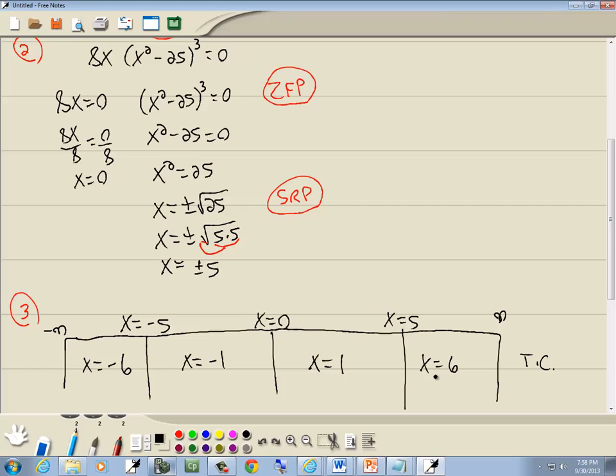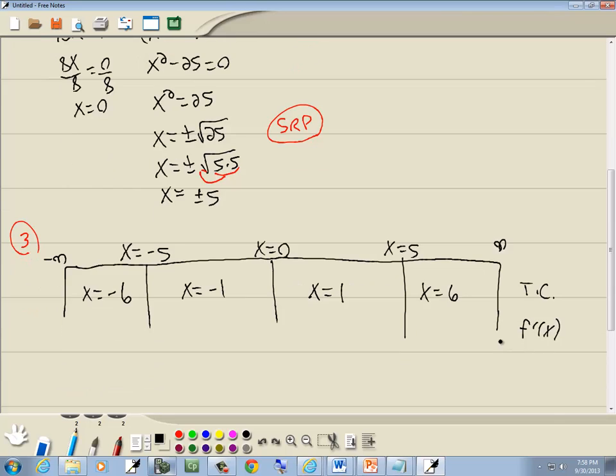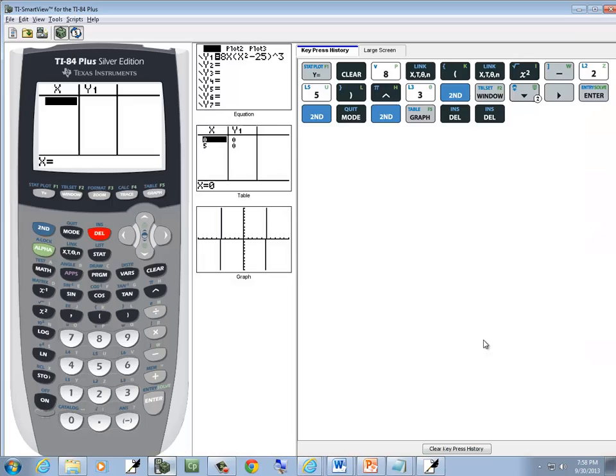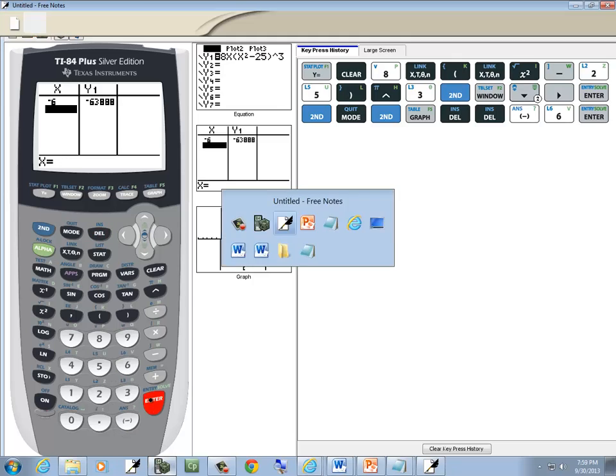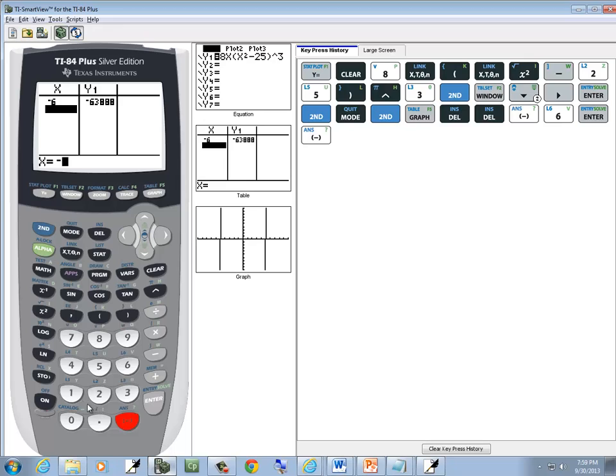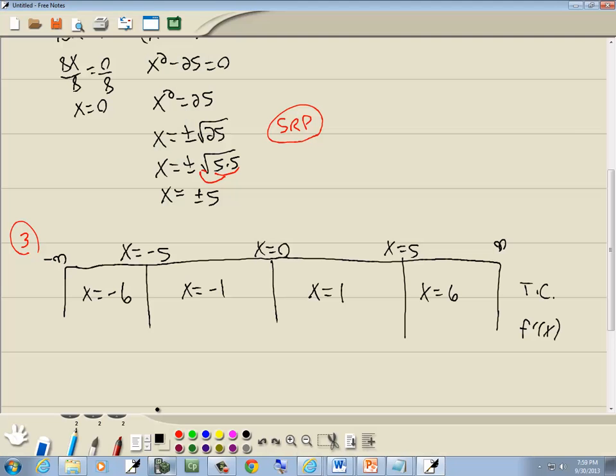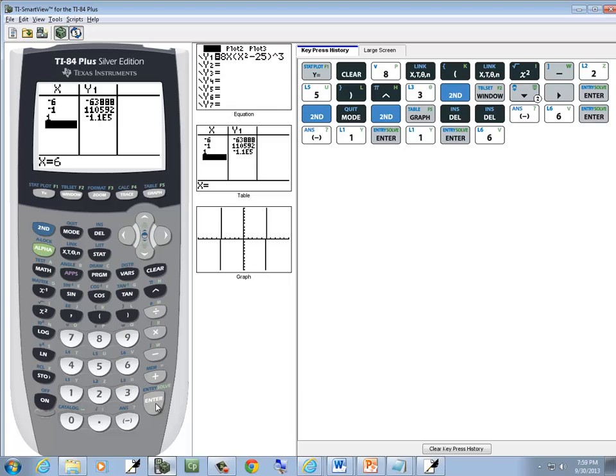Now we're going to take each one of those and plug them into our derivative. You could do it the hard way, by hand, or you could use a calculator, because remember, we just put the derivative in y equals. So over here in table mode, I'll put in negative 6. Then we've got negative 1. I'm pressing enter after each one. 1 enter and 6 enter. So we put in our 4 test cases.